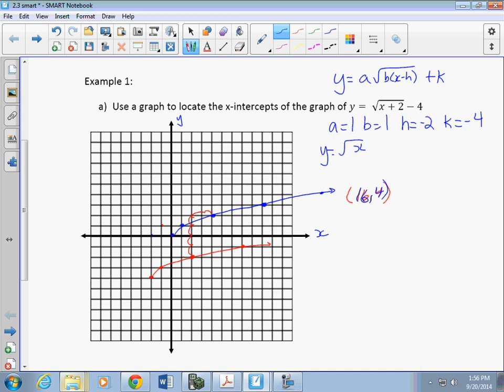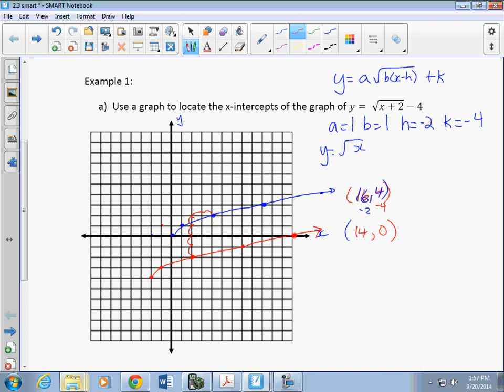So if I apply my transformations to that, my next one is going to be at, if I take 2 away from here, that's going to be at 14. If I take 4 away from there, it's going to be at 0. So that's where my x-intercept is. So my x-intercept would have been at 14, which is right on the edge of my graph here, 14, 0. So this graph here would have continued on through there.